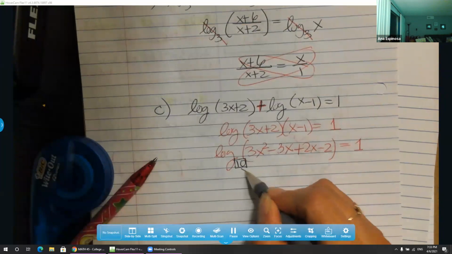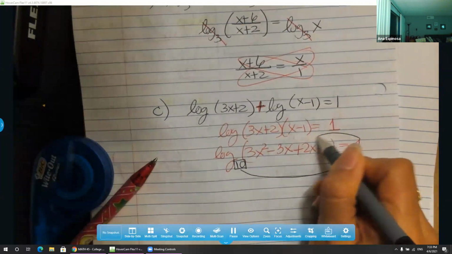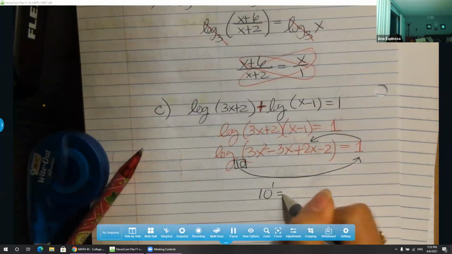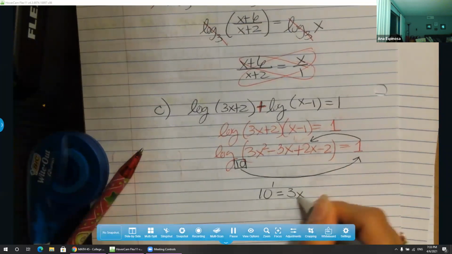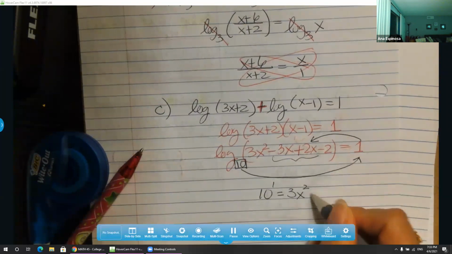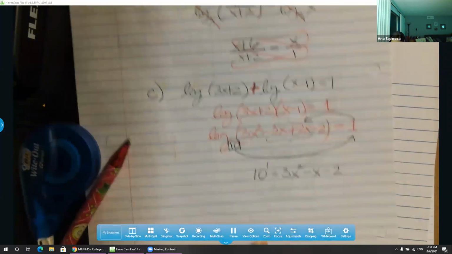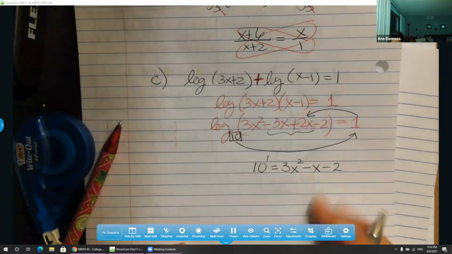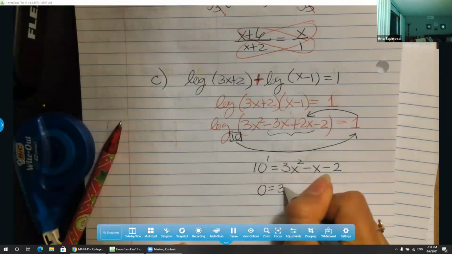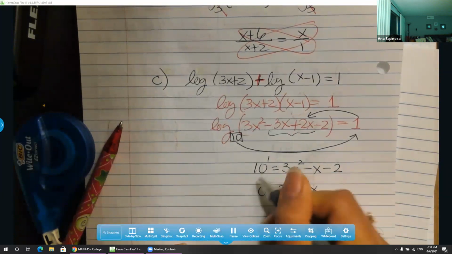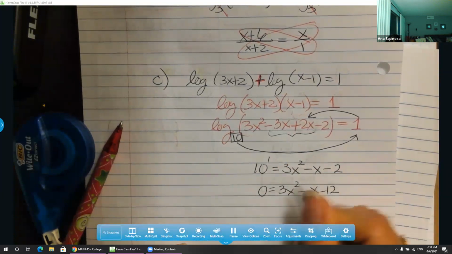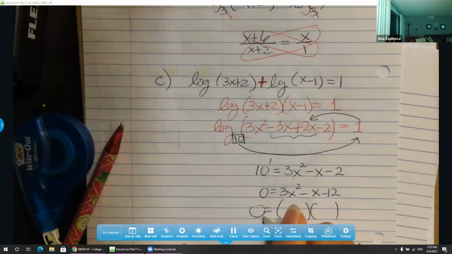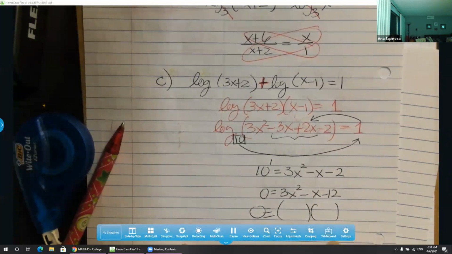So then I do 10 to the 1 equals that, and the log drops. So 10 to the 1 equals, put these together, 3x squared, that's a negative x minus 2. This is a quadratic. 10 to the 1 is 10. You have to set it equal to 0. So that's 3x squared minus x. I subtract the 10, so that's minus 12. You factor, you solve, and you test the solutions.